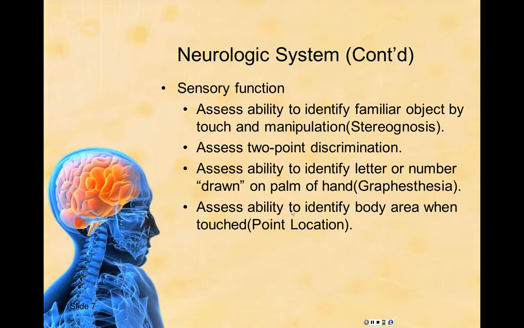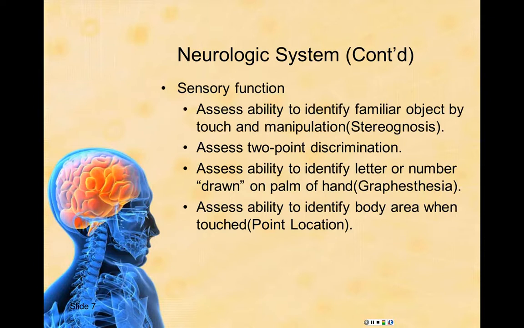Sensory function assesses the ability to identify familiar objects by touch and manipulation. This is called stereognosis. So if you were to put something like a key in the person's hand and they were able to tell you what it was, or a quarter or something like that, that's called stereognosis. Whether they're able to discriminate 2 points on their body is called 2-point discrimination.